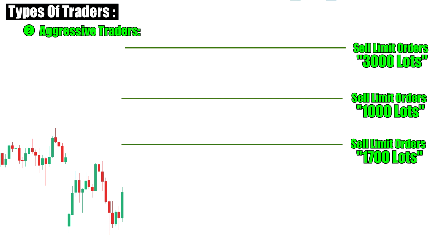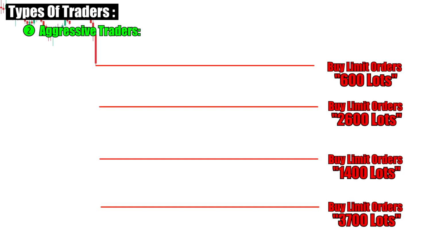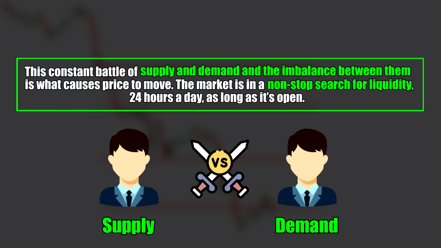So what does this look like on a candlestick chart? When you see price rapidly shooting upward, that's aggressive buying in action. The market keeps climbing until it finds enough sellers to meet that demand. Once it's rebalanced, the price settles. On the flip side, when aggressive sellers flood the market, they wipe out the bids, pushing prices down rapidly until their sell orders are filled. This constant battle of supply and demand and the imbalance between them is what causes price to move. The market is in a non-stop search for liquidity 24 hours a day as long as it's open.